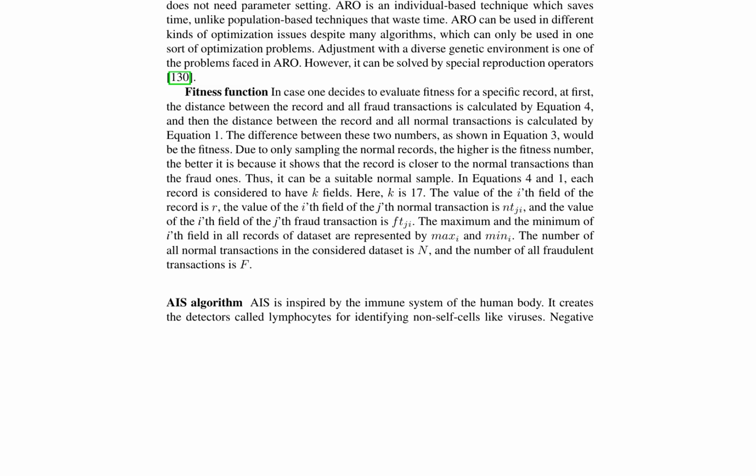These detectors react to non-self cells, such as viruses, and protect the body against them. In the context of credit card fraud detection, both non-self and self cells are considered vectors, and the training set is normalized before initializing parameters. Primary detectors are selected randomly from normal records, and their affinity is calculated using a distance function.